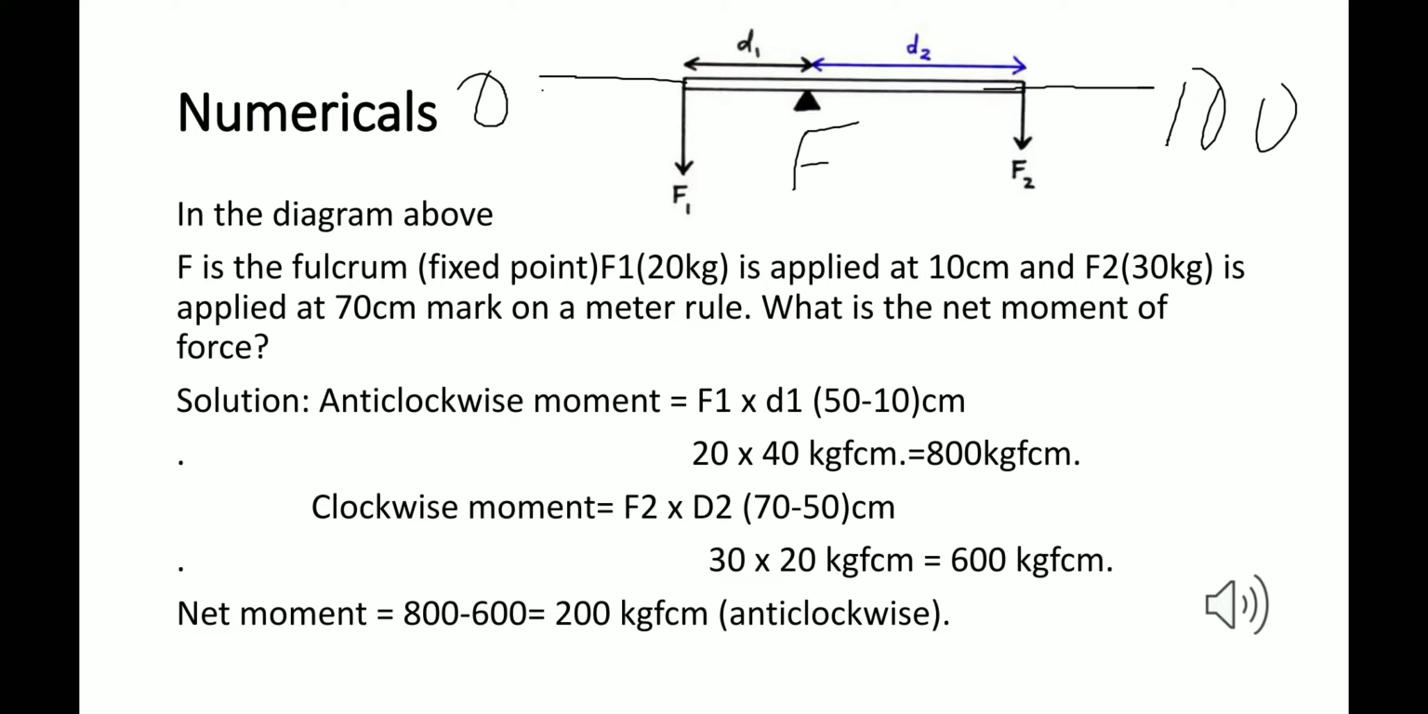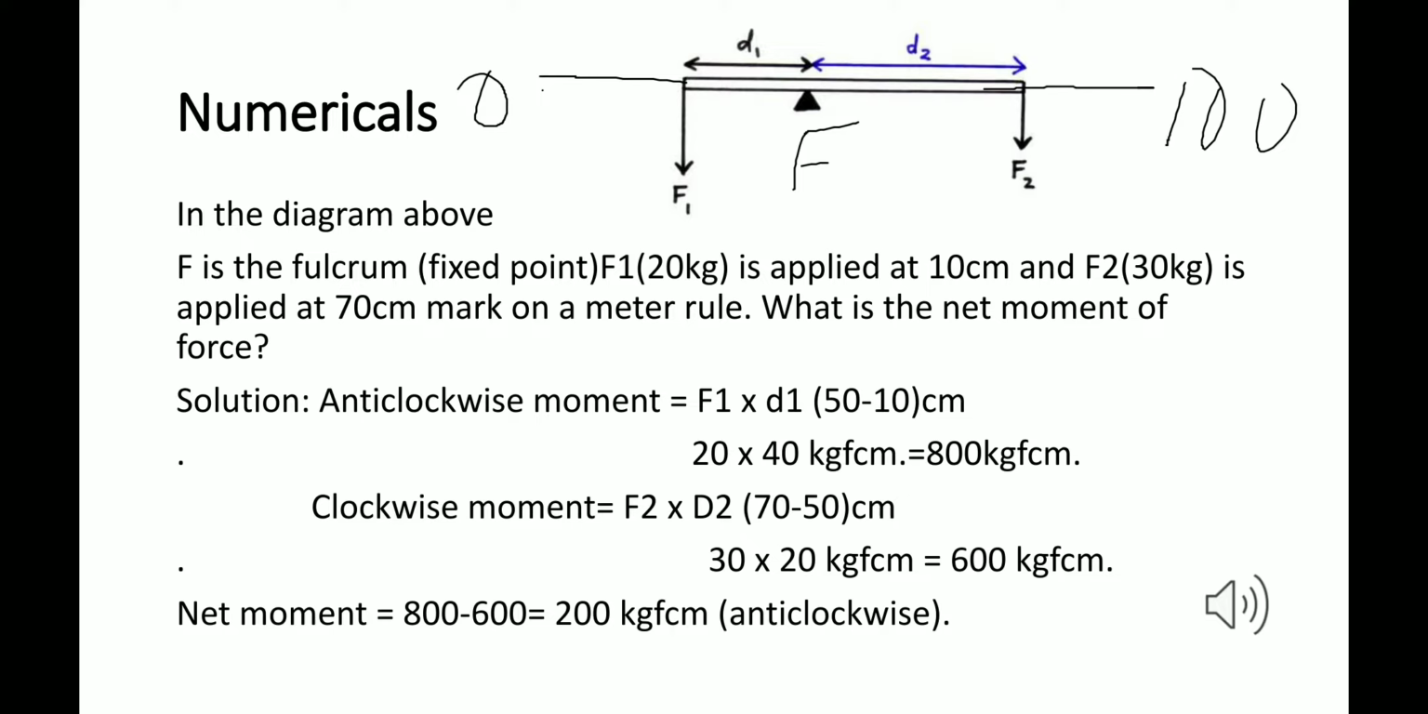Clockwise, F2 into D2. Now F2 is 30 kgf and D2, it is at 70 centimeter mark and fulcrum is at 50 centimeter mark. So 70 minus 50, that makes it 20 centimeters. So 30 into 20, that gives 600 kgf centimeter. Now net moment, anti-clockwise will be positive and clockwise will be negative. So 800 minus 600, in total we have 200 kgf centimeter, and the body will move anti-clockwise. Now whichever side the force will be more, the body will move in that side only.